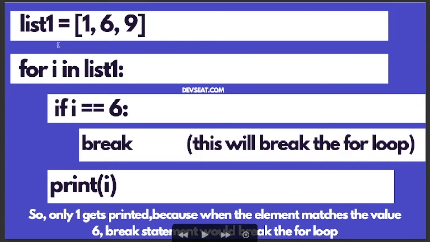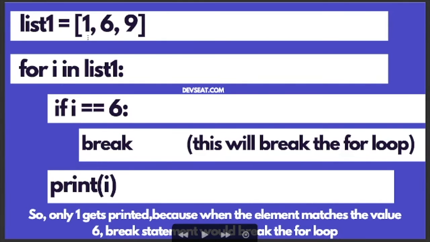Because what happens? First, for I in list 1, 1 will be picked. 1 is not equal to 6, so the break statement will not be executed and 1 gets printed. In the next iteration, 6 will be picked up, and 6 equal to 6 is true. So the break statement will get executed. This break statement will stop the code execution within a loop.